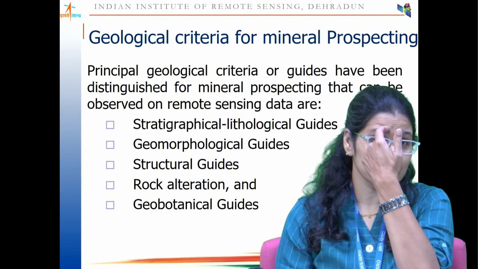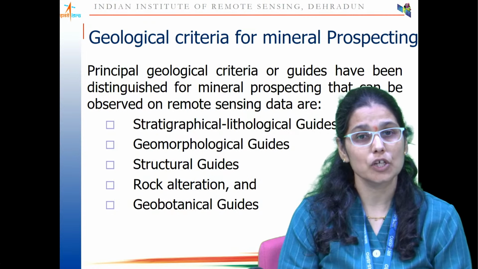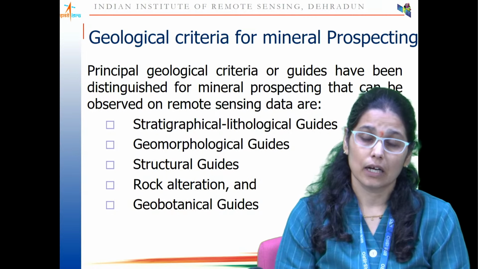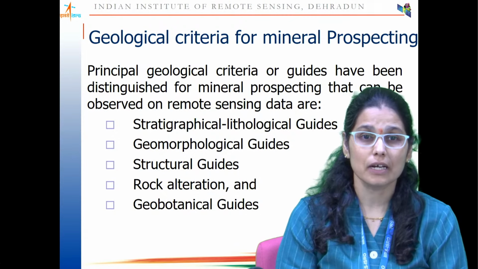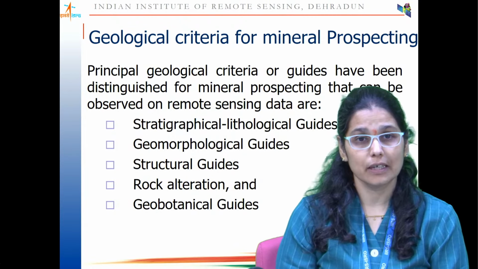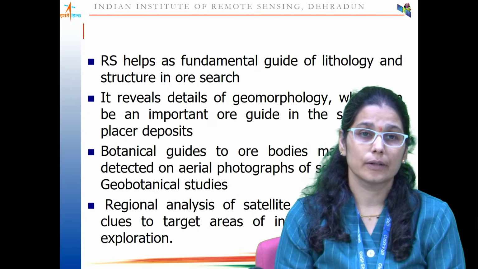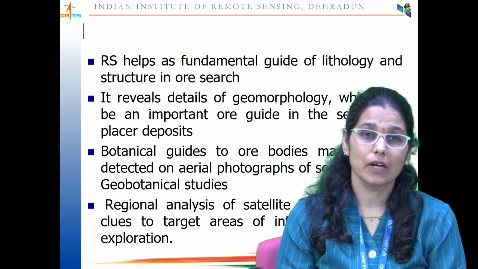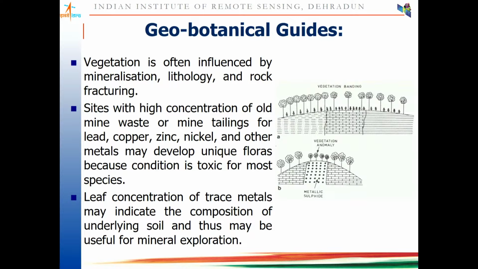So what are the different geological criteria? If we are searching for any mineral prospecting or mineral exploration, we have to go for different types of guides: stratigraphical and lithological guides, geomorphological guides, structural guides, or we can look for some alterations and the geobotanical guides. So let's see all these things one by one, and how remote sensing can help in that. For the guide of lithology, if we are searching with the help of remote sensing, the lithology and geomorphology, even with the help of multispectral, can be seen very nicely. Next, let's see the geobotanical guide.